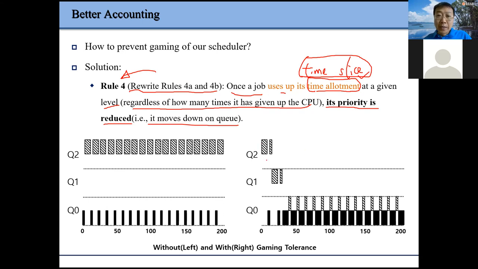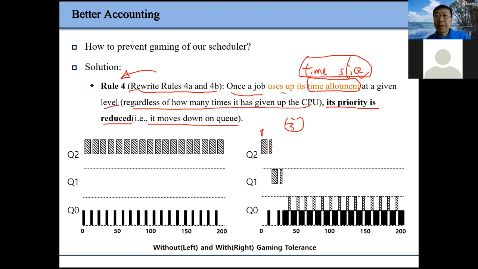So for example, in this case, our time slice maybe is, I don't know, suppose we have 2 milliseconds or 1 millisecond, okay? So our allotment can be 3, right? So if this job uses up its time slice, no matter how many times this job gave up the CPU, I only count the total time. The total time a particular job can stay on this queue is 3 milliseconds. So I will lower this job onto the next queue. Okay, so that's the basic idea.